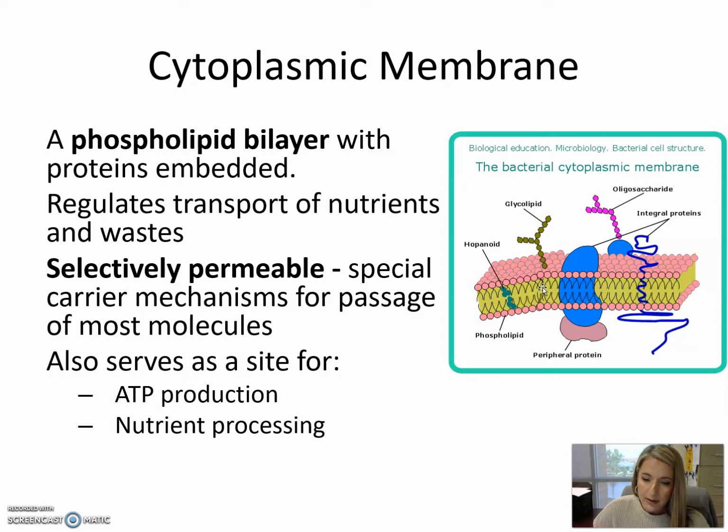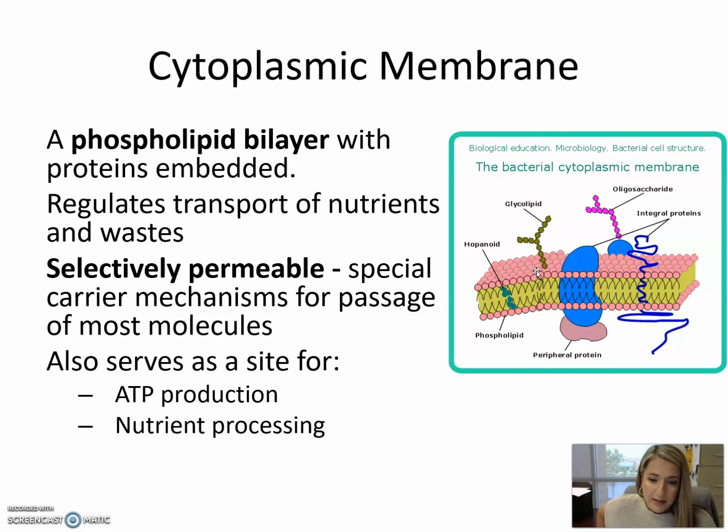But with prokaryotic cells, their cell membrane has to do some heavy lifting. So in addition to controlling transport, prokaryotic cell membranes are also responsible for ATP production or energy production, which is different in eukaryotic cells. In eukaryotic cells, they are going to produce energy in the mitochondria. That's the powerhouse of the cell.